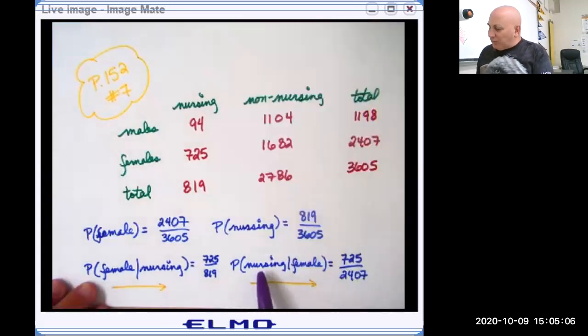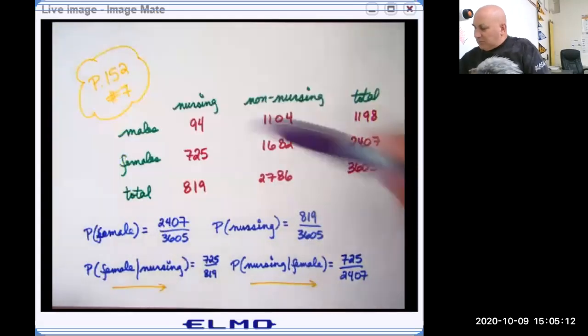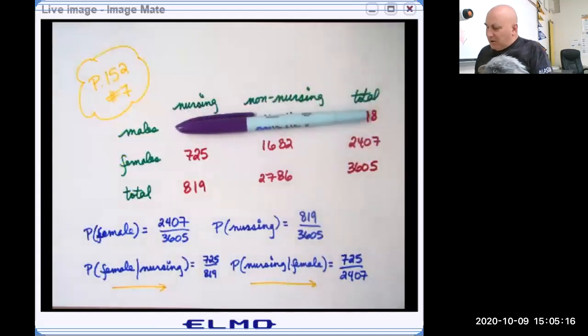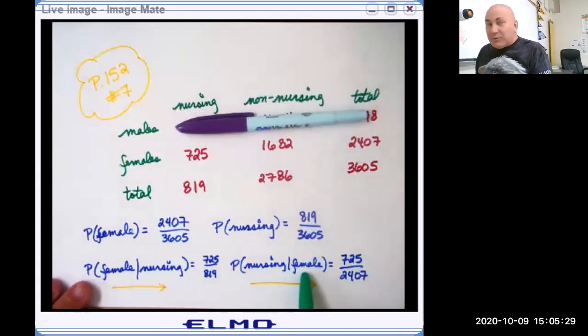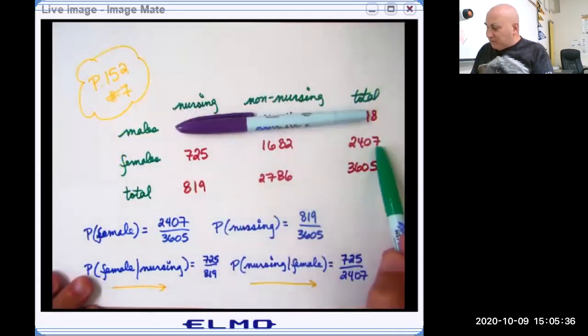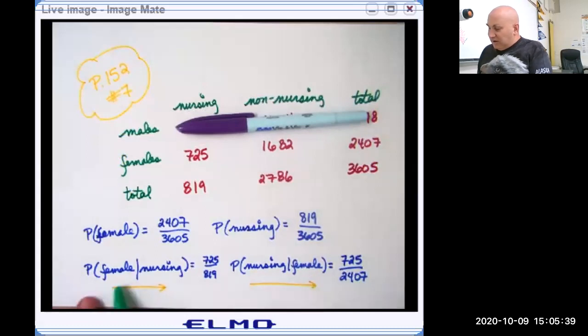What's the probability that we choose a nursing student given that we've chosen a woman? Well, I'll cover those up so we can still see the titles. But now we're only looking at these 2,407 women, because we're given that the person's a woman. So now the probability that we've chosen a nursing student, given that we've chosen a woman, is 725 out of 2,407. Clearly, these are not the same number. So again, that tells me that conditional probabilities only go one way. So female given nursing is not the same probability as nursing given female.